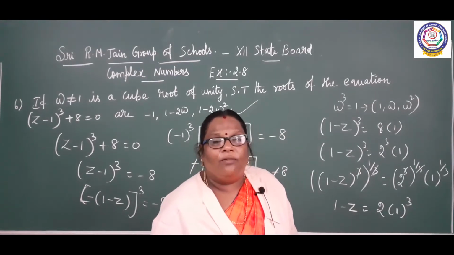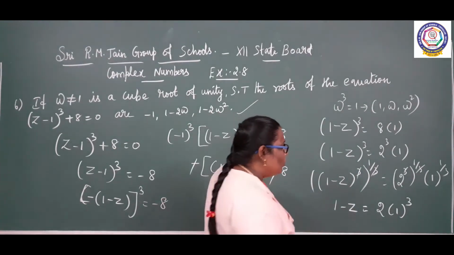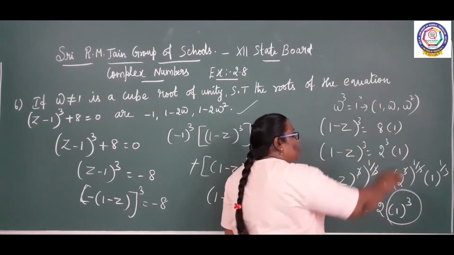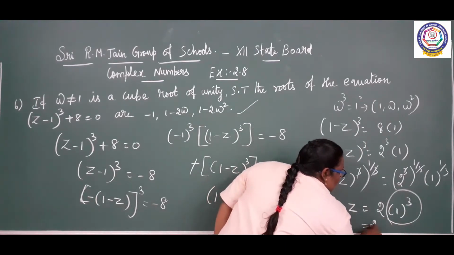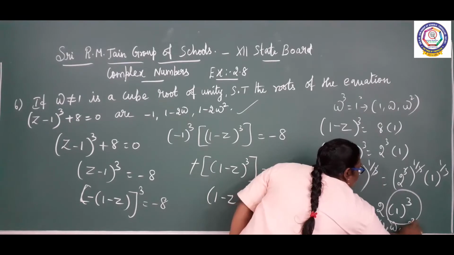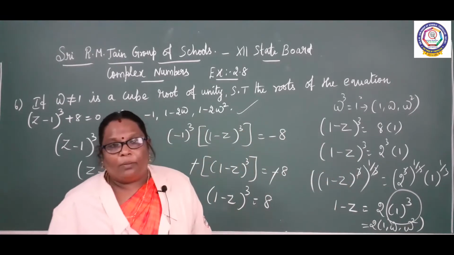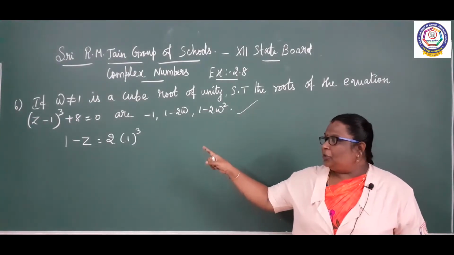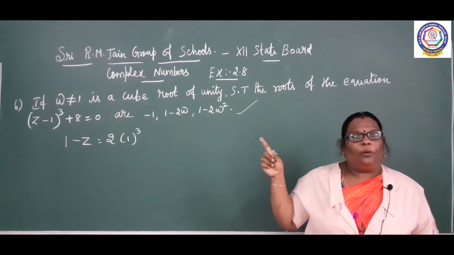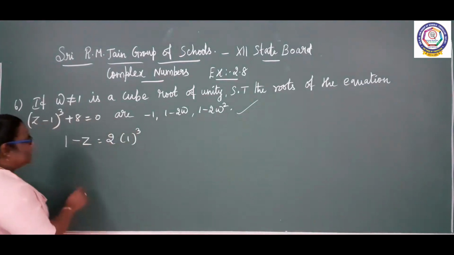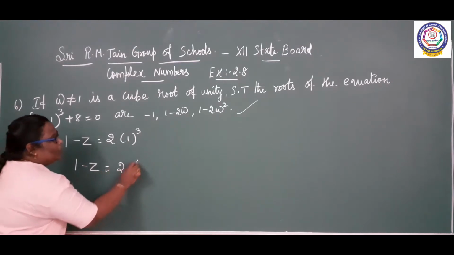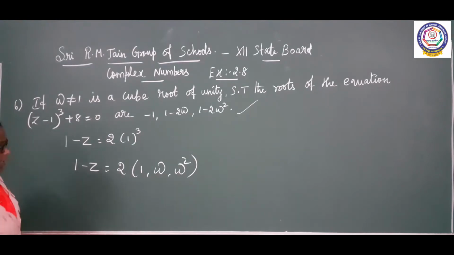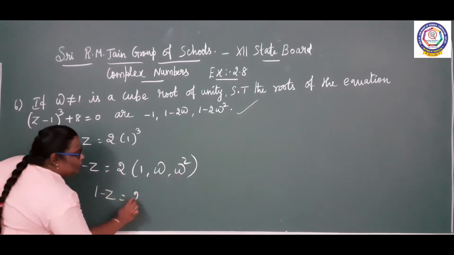I replace that 1 value by 1 power 1 by 3, that is, the cube roots of unity. Cube roots of unity equal to what? 2 into 1, omega, omega square. See, 1 minus z equals 2 into 1 power 1 by 3. That 1 power 1 by 3 I can replace by 1, omega, omega square. See, 1 minus z equal to 2 into 1.